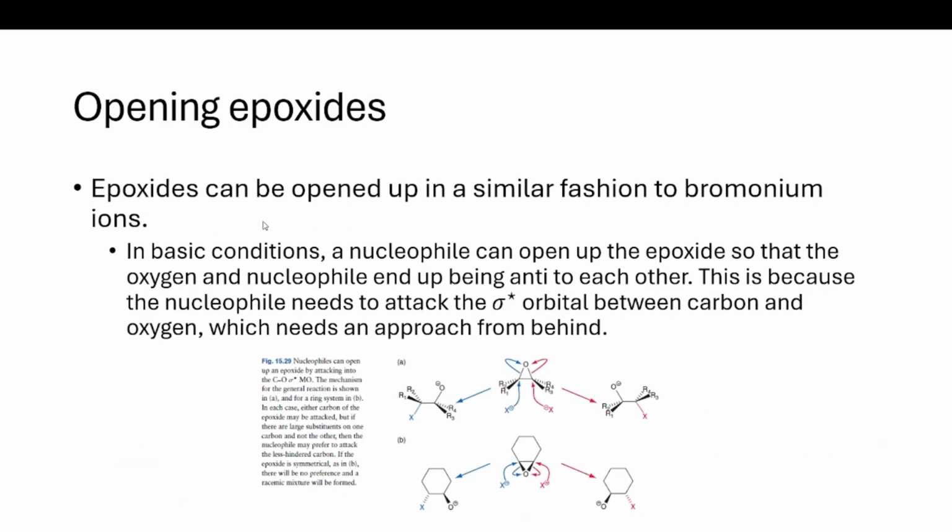Because of this, they can also be opened up in a similar fashion to what we did with the bromonium ions. So if we have basic conditions, we can send in a nucleophile, and that will end up opening the epoxide, and in addition, the oxygen and the nucleophile will end up being anti to each other. Now, no kidding, this is because we're doing a backside attack on the epoxide.